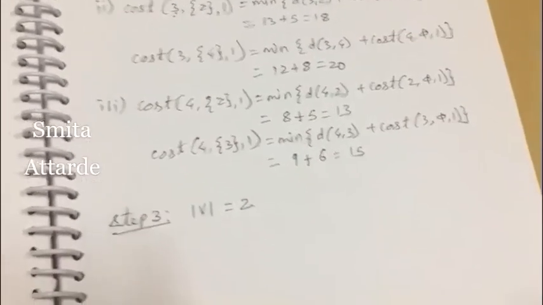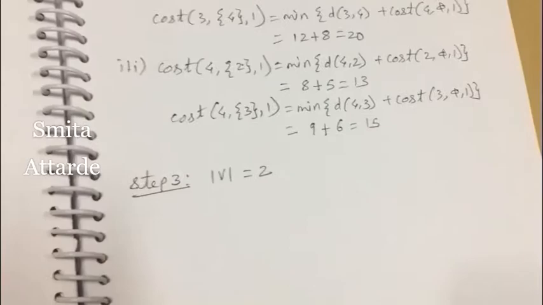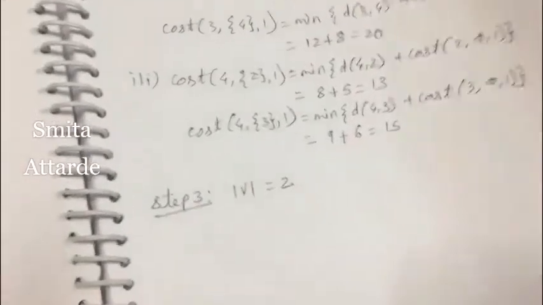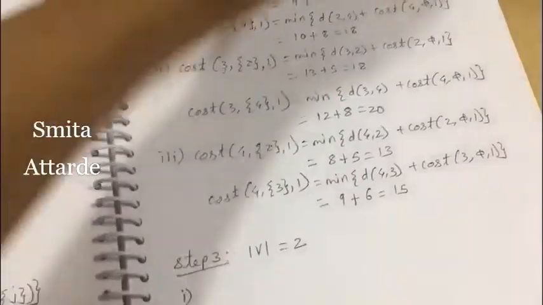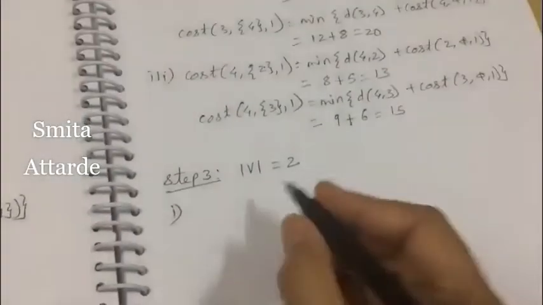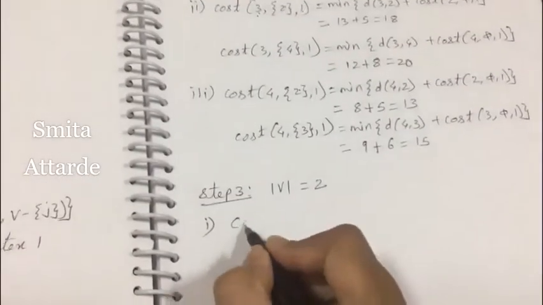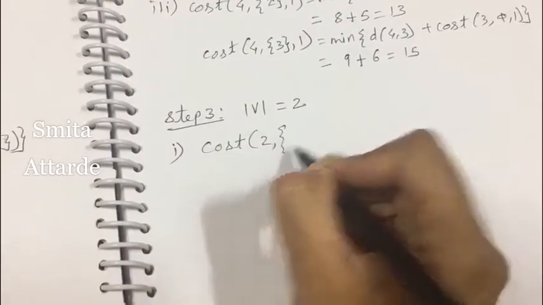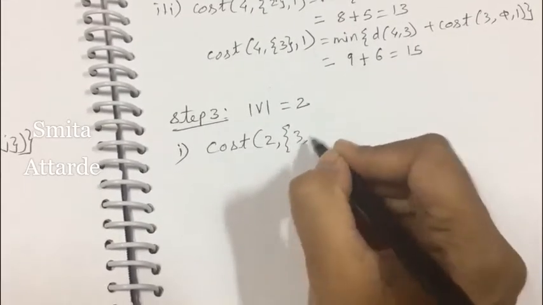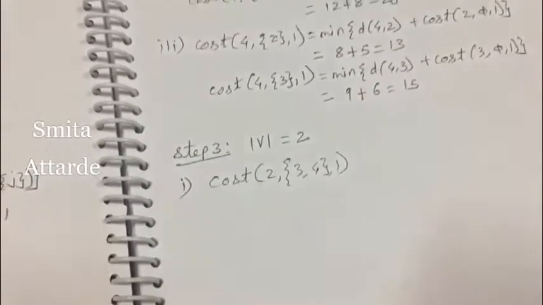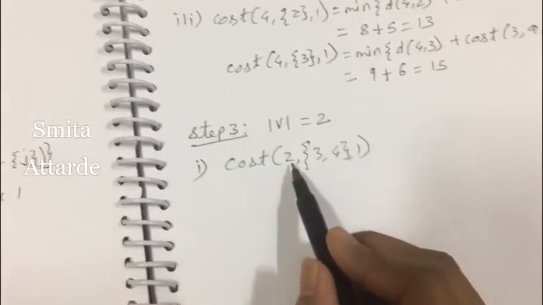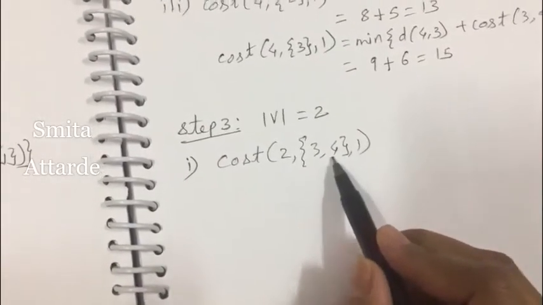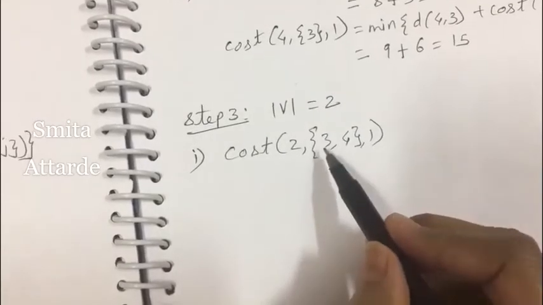Intermediate vertices are 2. That means we are going to again find the path from the vertex 2 to 1. So first step, I'm writing cost of 2 to 1 when the intermediate vertices are now 3 and 4. Only one case we are finding out, the path from 2 to 1, so the intermediate vertices are 3 and 4.